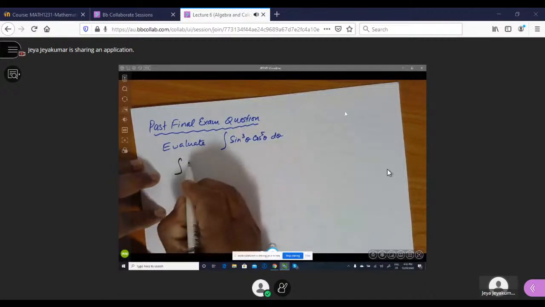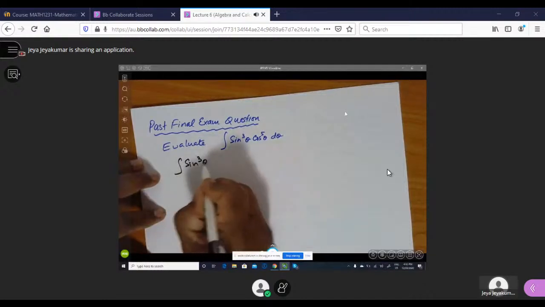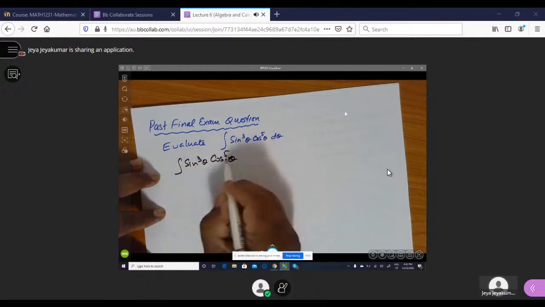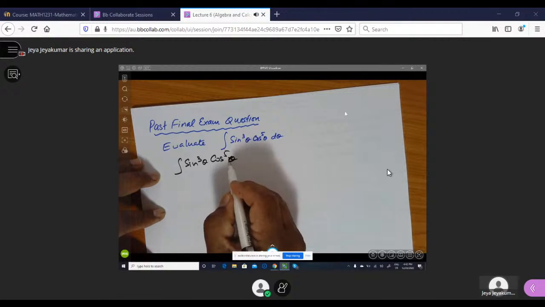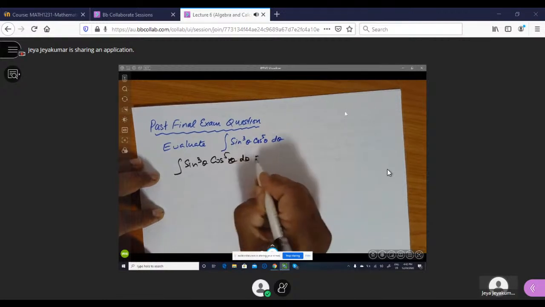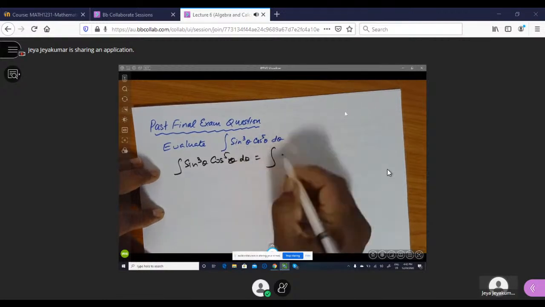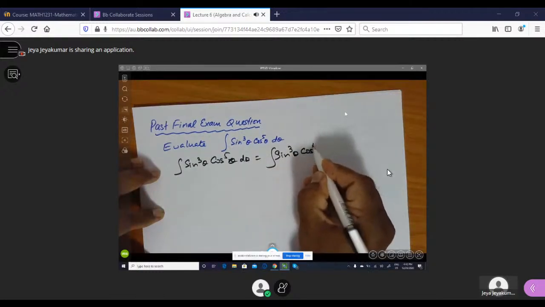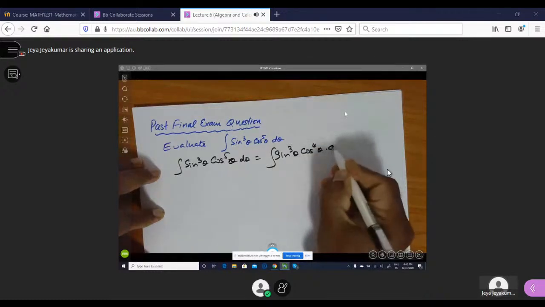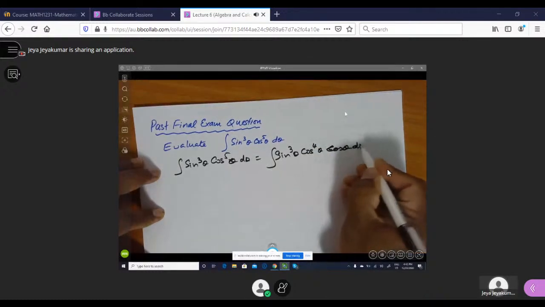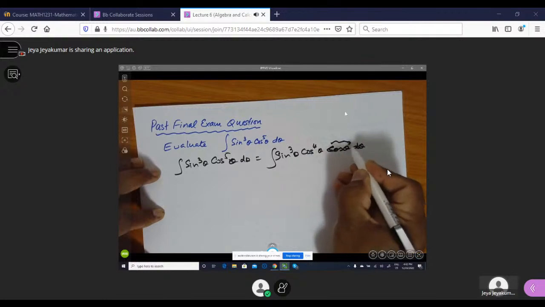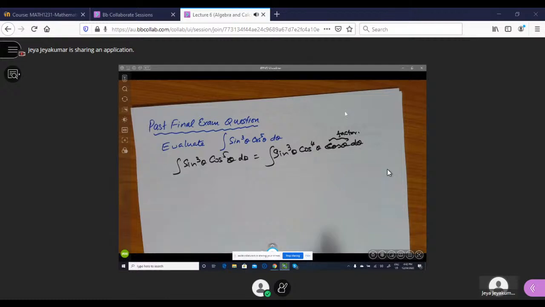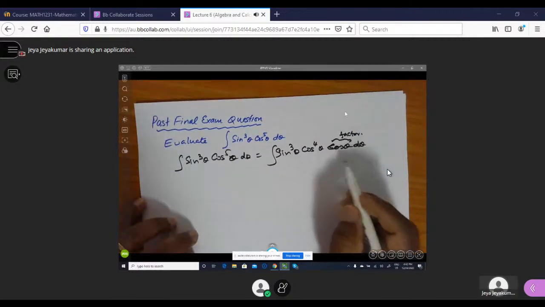So let's do this. Sine cubed theta cosine to the power 5 theta. Let's factor out one cosine. I factor out one cosine theta, leaving sine cubed theta and cosine to the 4 theta. Now I'm going to use the substitution u equals sine theta.